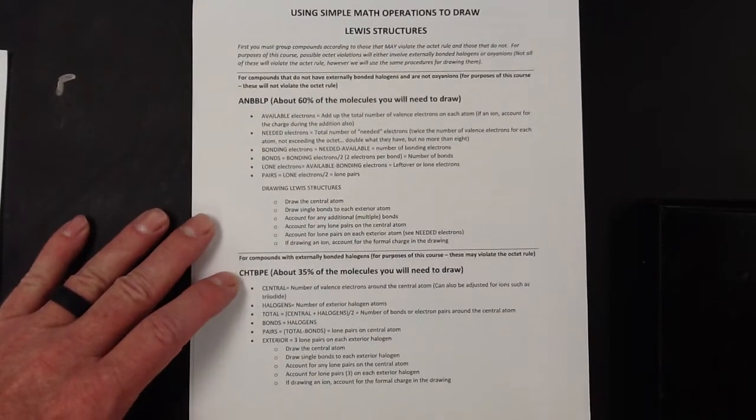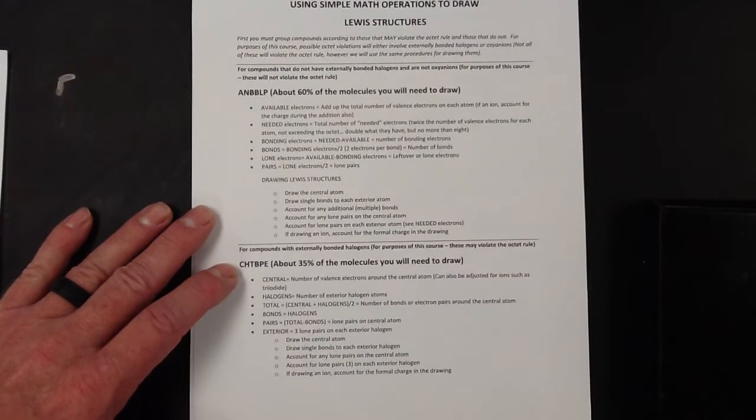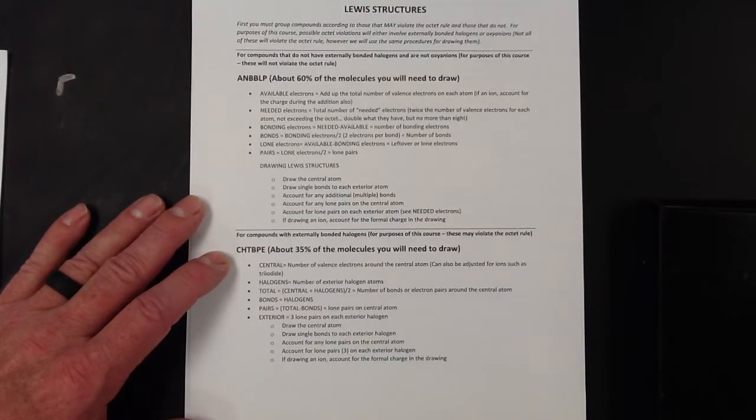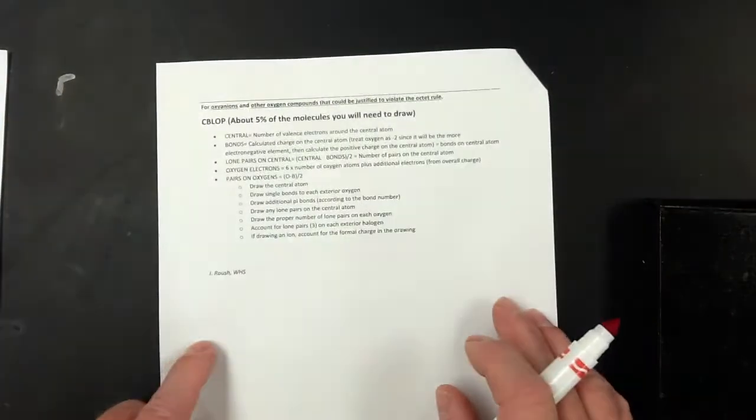And then we have a method called CHT-BPE. I use this if we have externally bonded halogens and compounds that may in fact have that expanded octet. And lastly, we have a method called CBLOP, C-B-L-O-P, and this is for oxyions and other oxygen compounds that could have an expanded octet. Now this doesn't cover everything that you would draw, but this is probably 95 to 99% of the molecules that you would have to draw in high school or your first year of college.